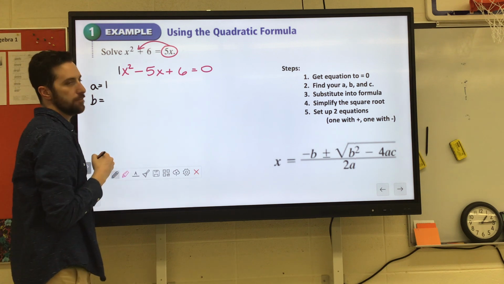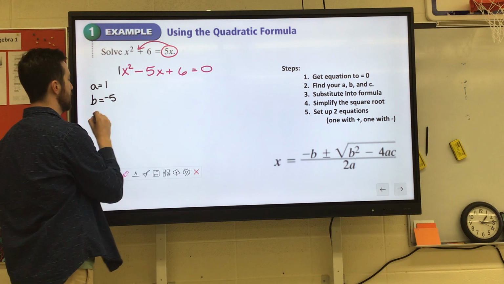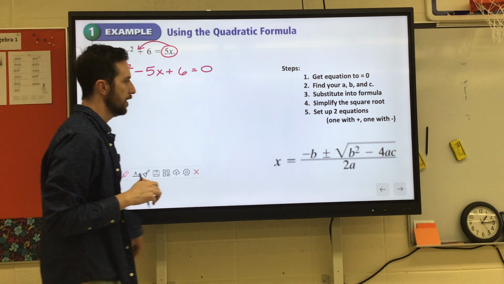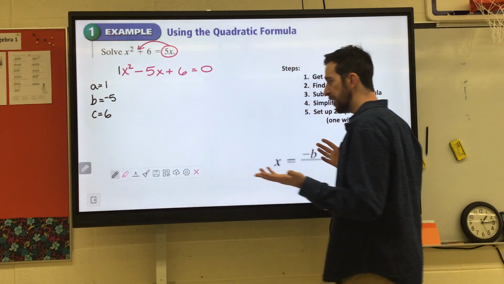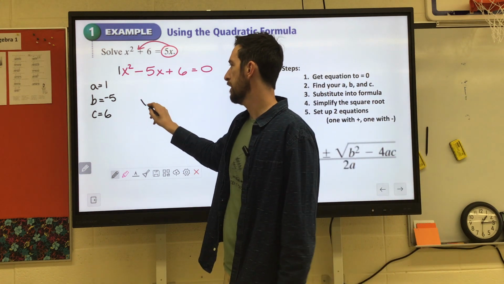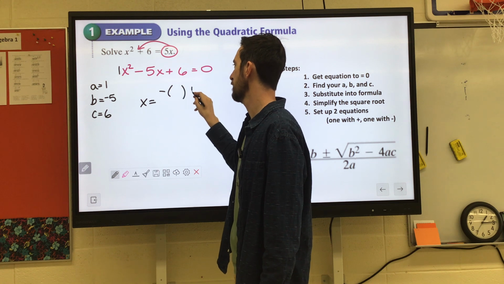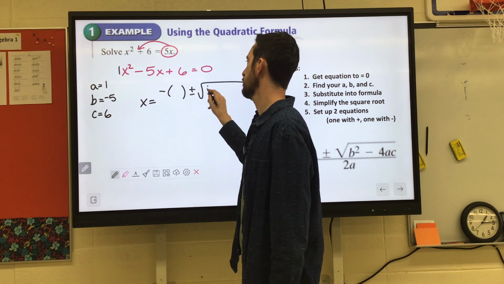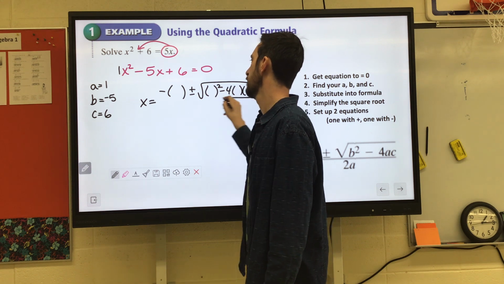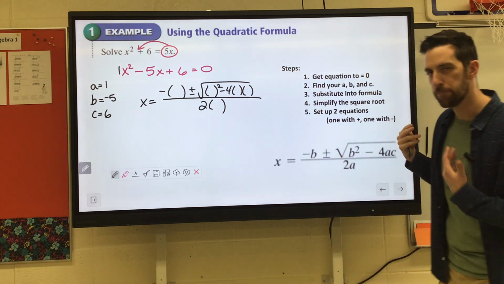B is the number in front of the x's, the standard x's. So that would be negative 5 for us. And then c is the constant. It's the only number without an x attached to it. Great. So now we're going to use this formula. When I'm legitimately doing this, I set up a skeleton version of it with parentheses. I'm thinking opposite of something plus or minus square root of something squared minus 4 something something over 2 something.